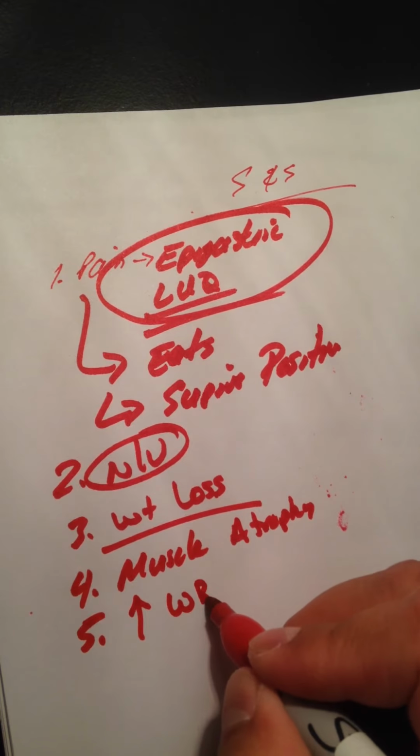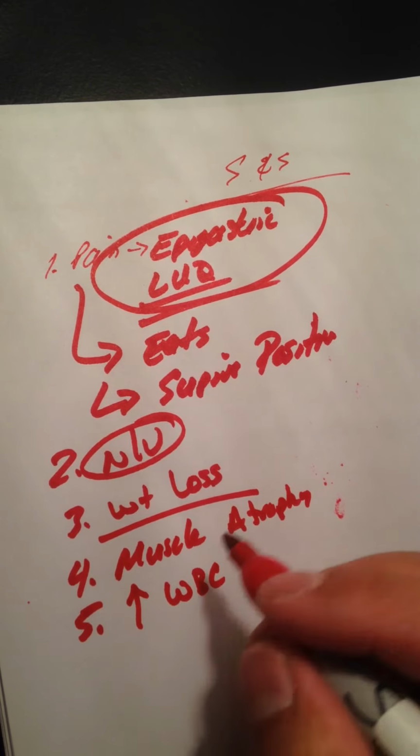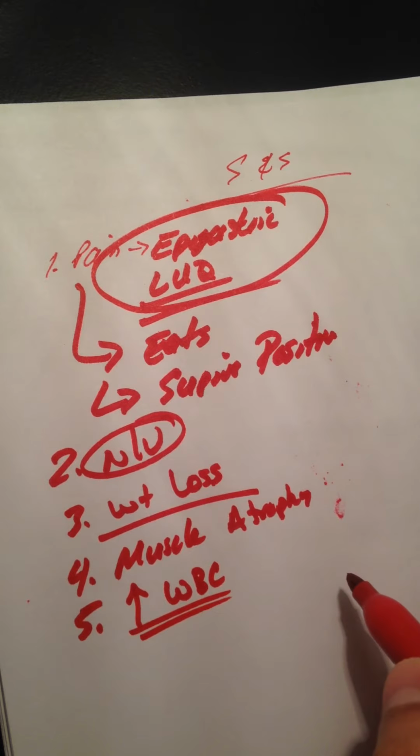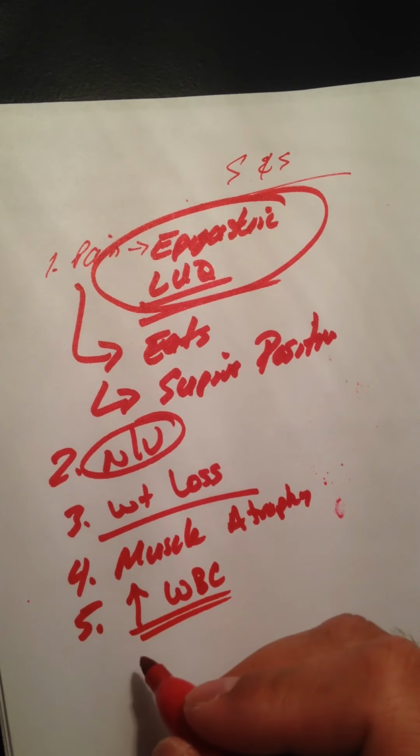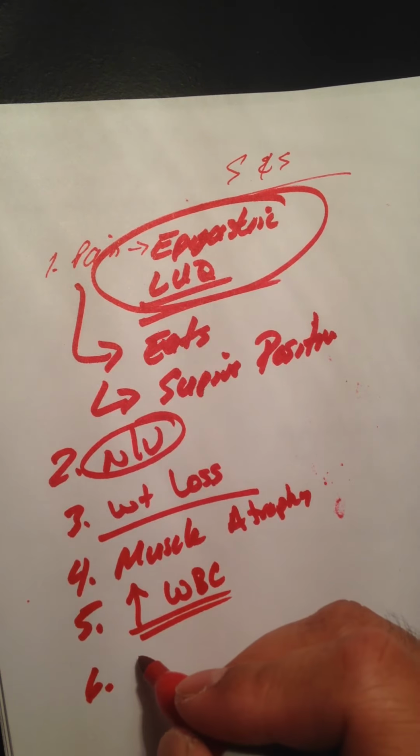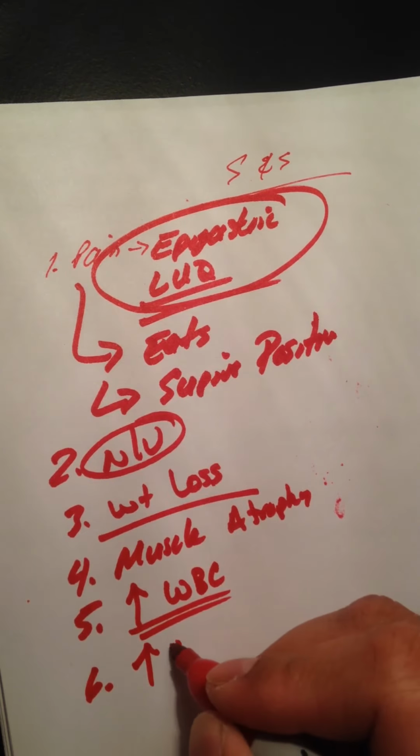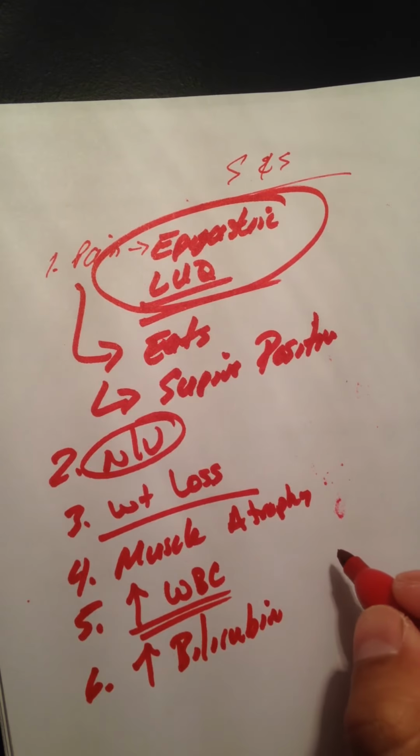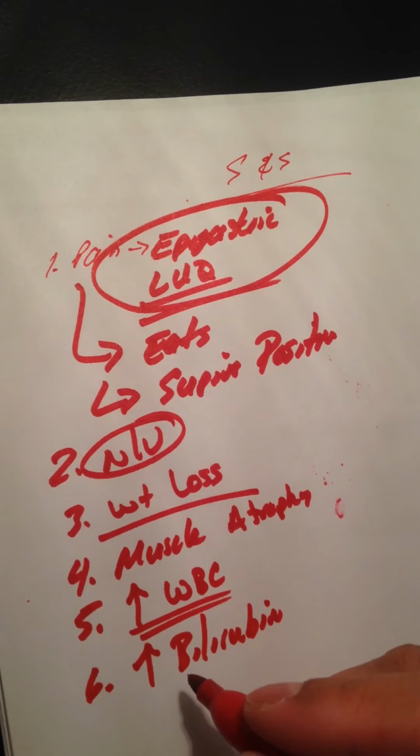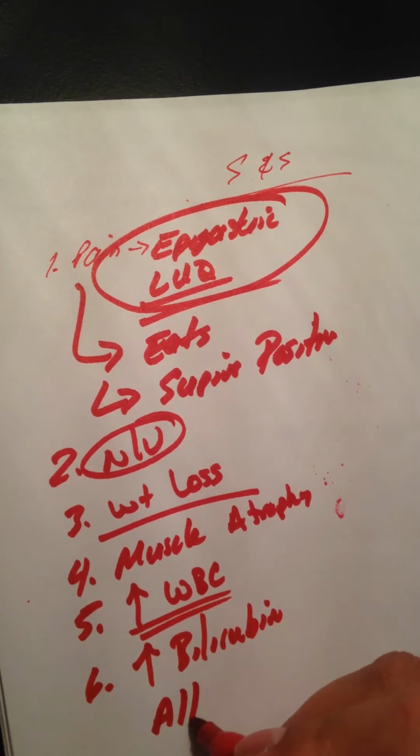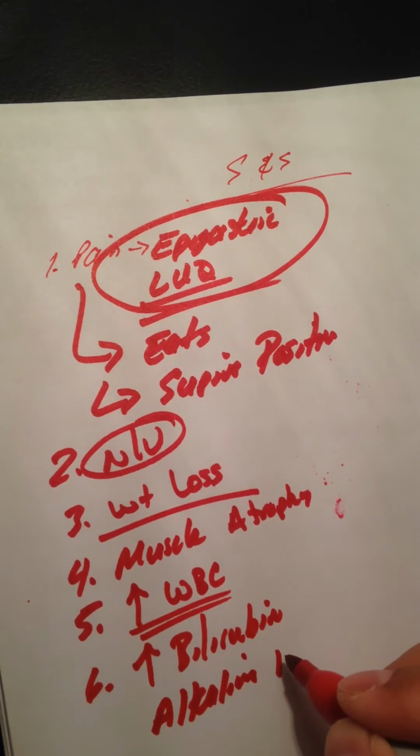Your WBC, if you were to check it, is going to rise, it's going to increase. So you would look at your WBC. We just talked about this earlier also. Your bilirubin levels will go up. Other things that will go up, like I told you before, are your liver enzymes, your alkaline phosphatase.